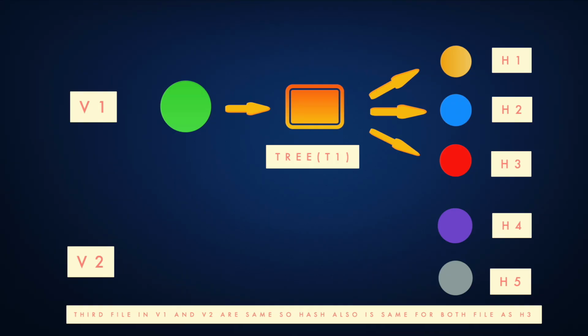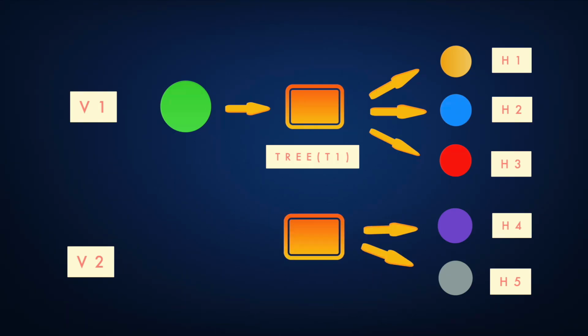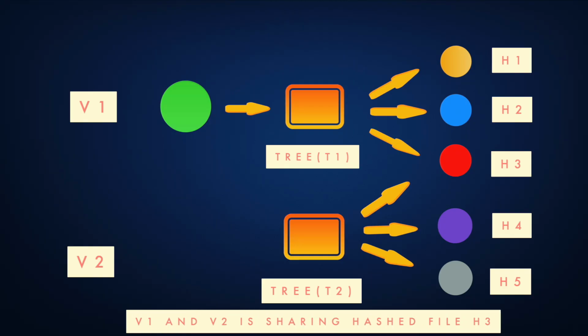So when we create the tree data structure, for the first and second file we have different hashes, and they are pointing to different hashed files. For the third file, which is exactly the same, it is pointing to the same hash, so it is pointing to the same hashed file.